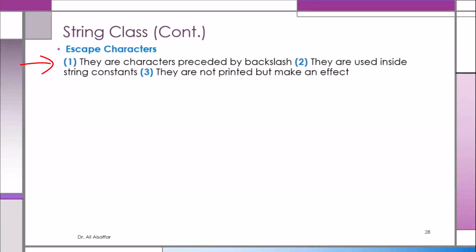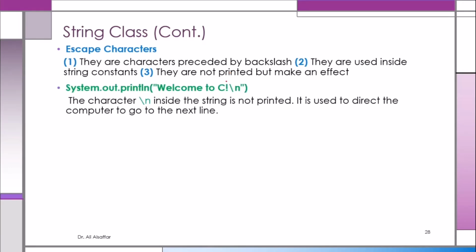Okay. So you write backslash and you put a character, then it is called an escape character. Here is an example. You have a message you want to print, and now see here, this is the backslash and this is the character. Now all together, backslash n is called an escape character. So they are characters preceded by backslash.